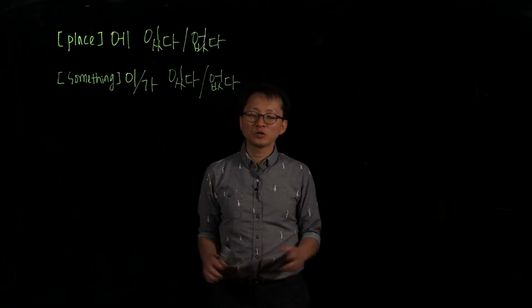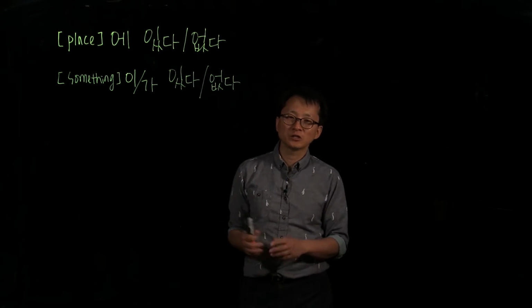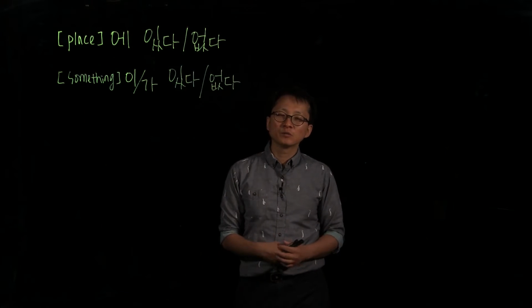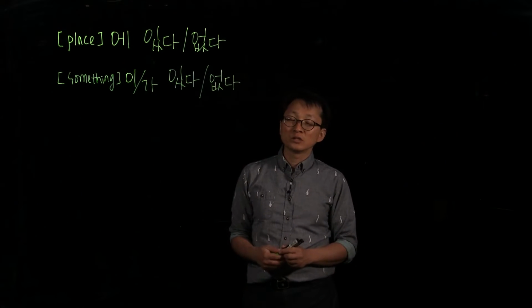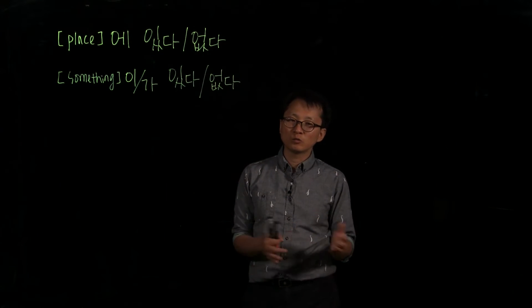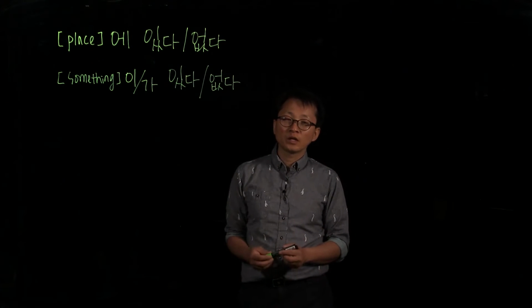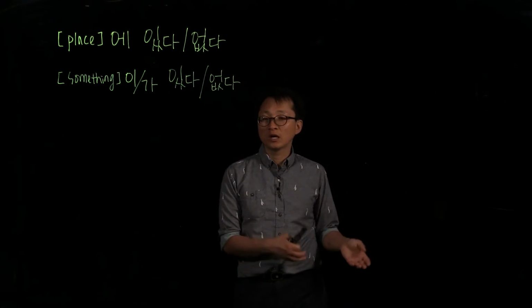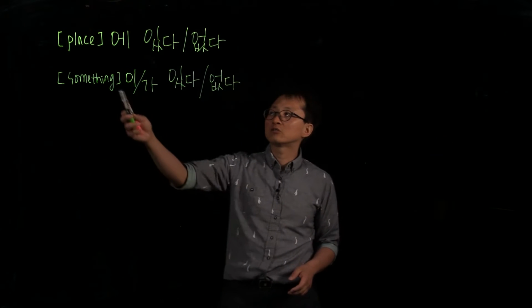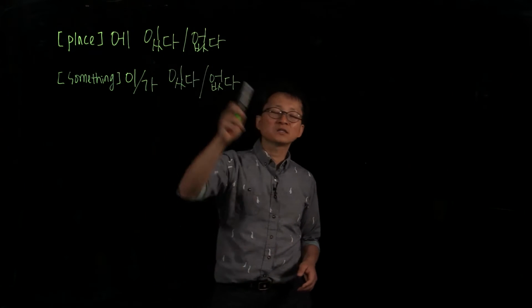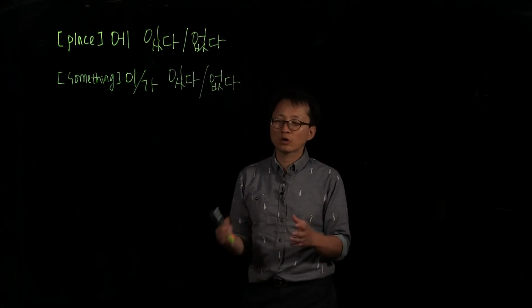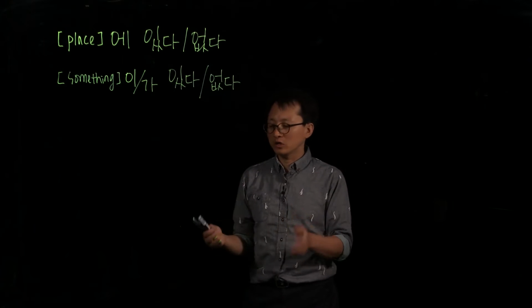어디에 있어요? So we learned this structure. 어디에 있어요? So where are you now? 지금 어디에 있어요? 여러분 집에 있어요? Are you home now? 도서관에 있어요? Are you in the library? So we learned this structure. place에 있어요. Then you are talking about your location.